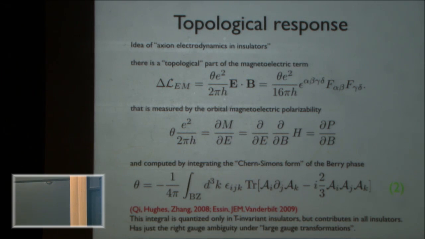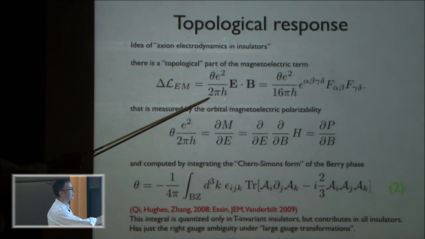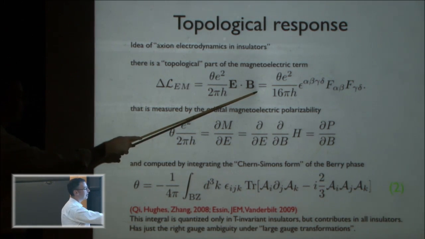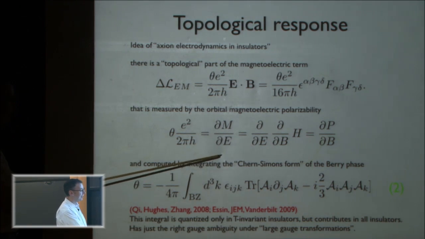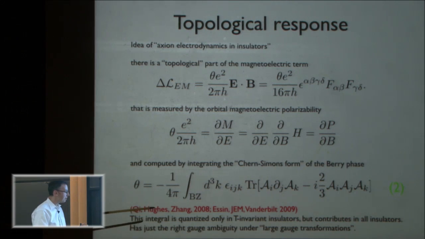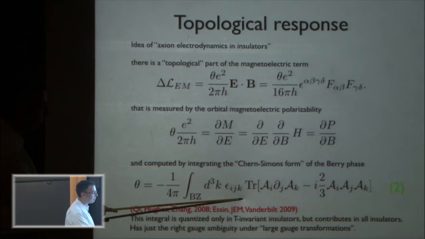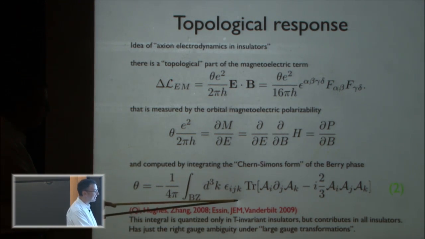And the reason why I wanted to explain this is the mathematics is kind of neat. So that's saying that there is a theta angle, which is basically the strength of this kind of magnetoelectric effect in a solid. You can measure it as a response to an electric or magnetic field. The mathematics that's kind of neat is that this is computed by the integral of the Chern-Simons form of the non-abelian Berry phase of the electrons.